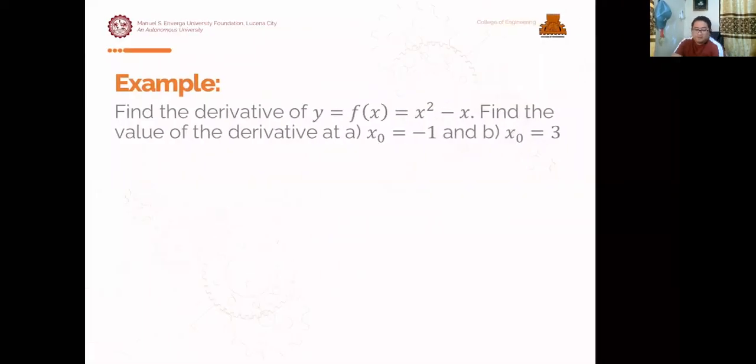So, find the derivative of y is equals to f of x of x squared minus x. And also find the value of the derivative if x sub 0 is equals to negative 1 and x sub 0 is equals to 3. So if you have basic knowledge or previous knowledge of differential calculus, anybody knows the derivative of this function, x squared minus x?